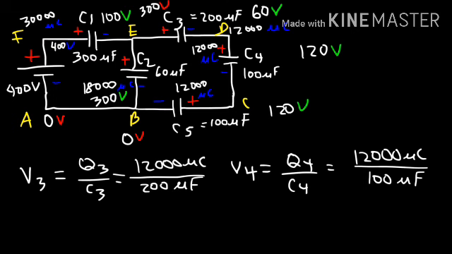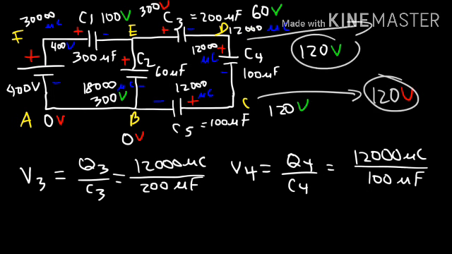Now let's go from B to C. So we're going towards the positive terminal, so that's another voltage lift. And the potential across C5 is 120. So the potential at C is going to be 0 plus 120. So that's going to be 120 volts. So now if we move from C to D, it's another voltage lift of 120. And so the potential at point D is going to be 120 plus this 120, so that's 240 volts.